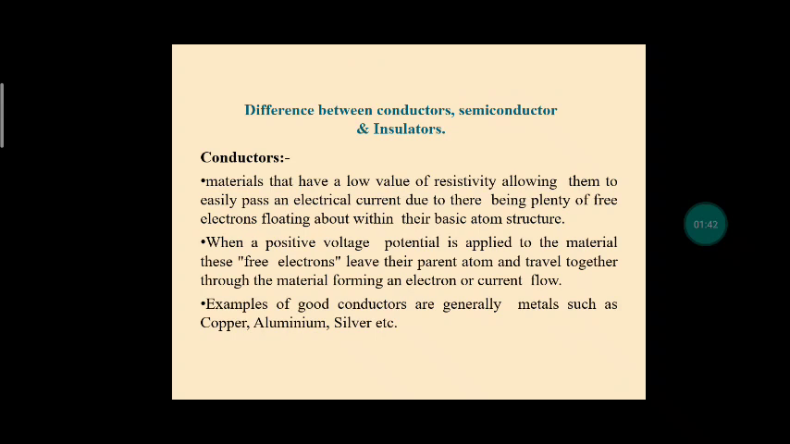A conductor has a low value of resistivity and allows current through the corresponding device. There will be a flow of electrons in the particular conductor. Examples are copper, aluminium, silver, metal and iron. These are the examples of conductors.